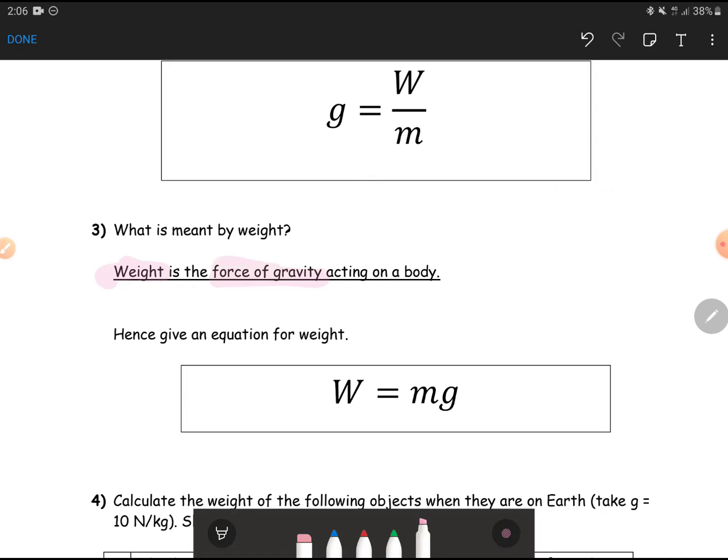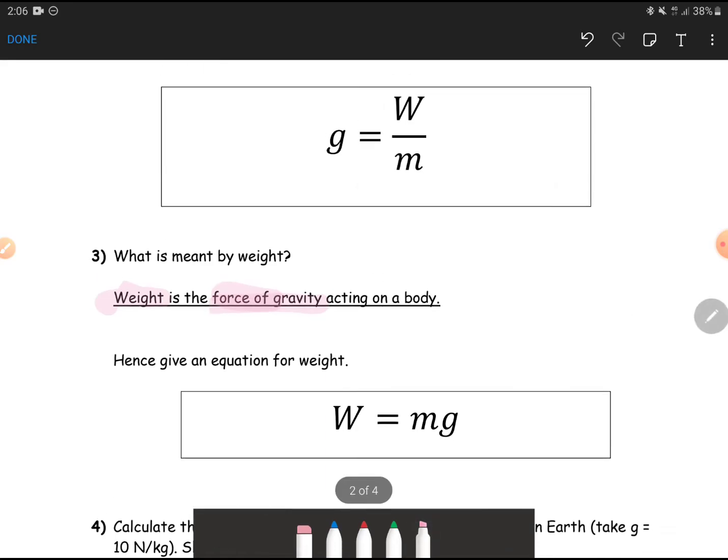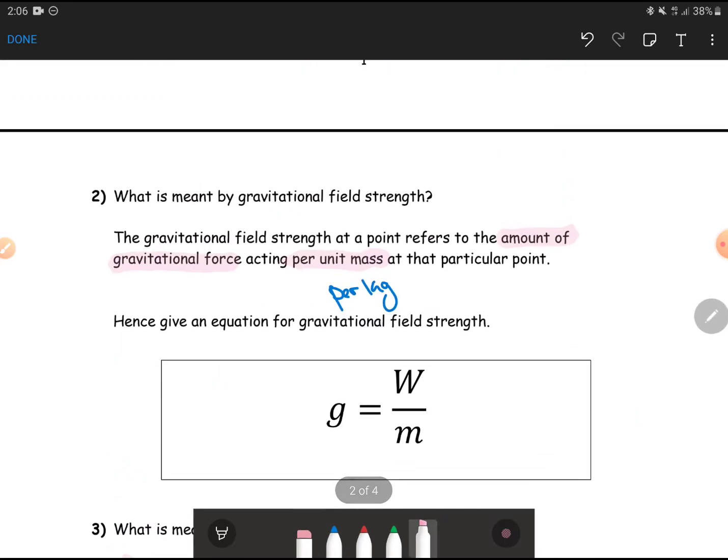But when we say that the Earth's gravity is 10, what we are talking about is the gravitational field strength. This is the one that is 10 newtons per kg. We take it as 10 newtons per kg on Earth itself.